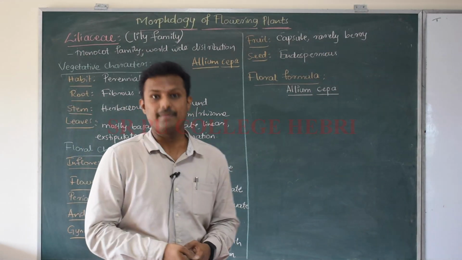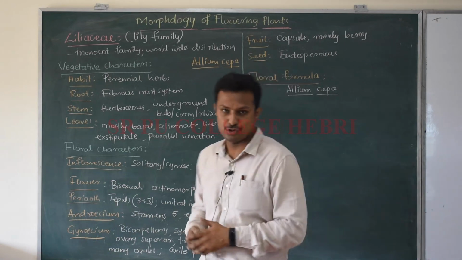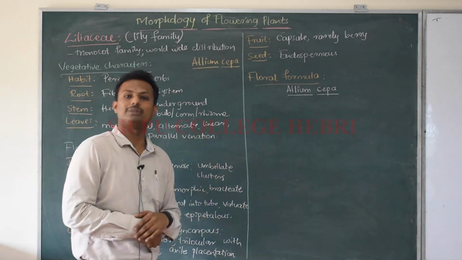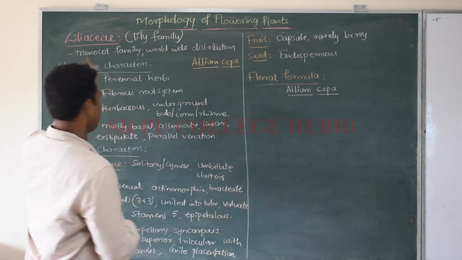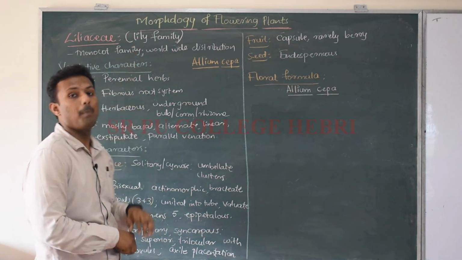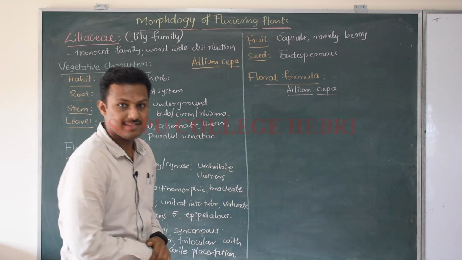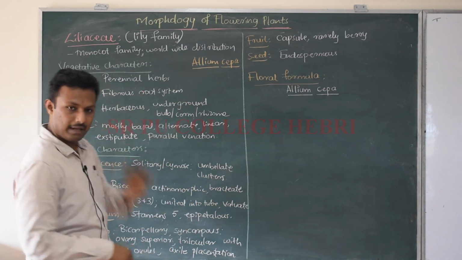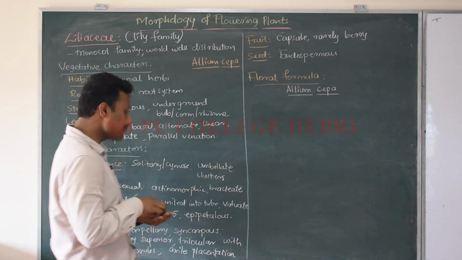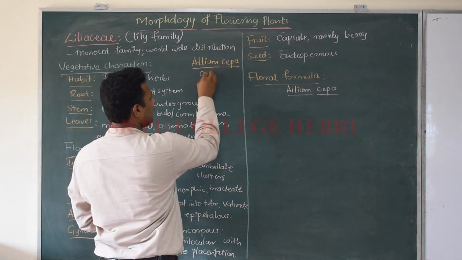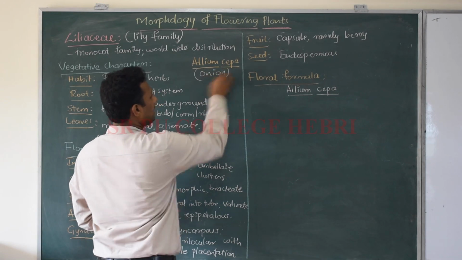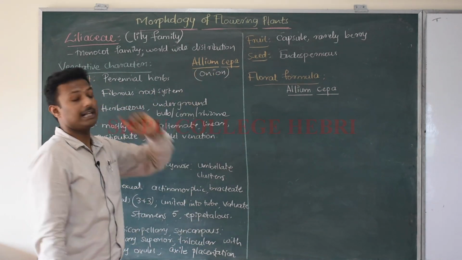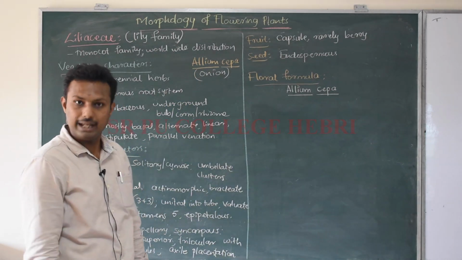So this is another family of angiosperms, but this is a family of monocotyledonous plants. Liliaceae, also popularly known as the lily family, is a monocot family, right? The example for this one is Allium cepa, that is nothing but onion. Remember, this is the scientific name of onion. You need to remember Allium cepa. Remember the correct spelling of that particular scientific name.